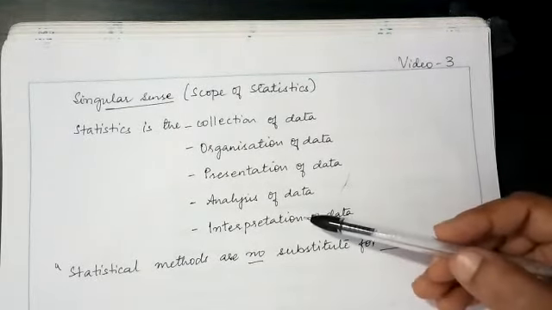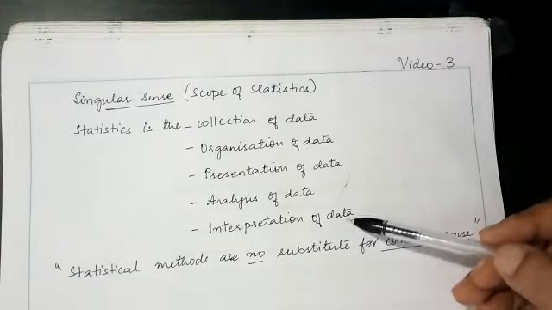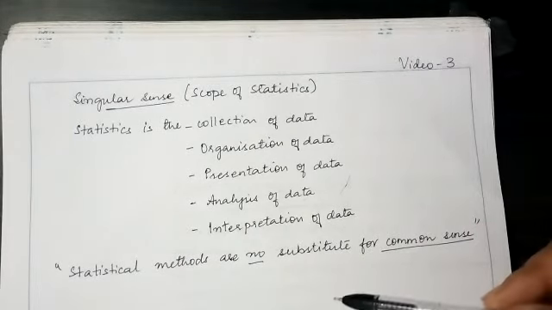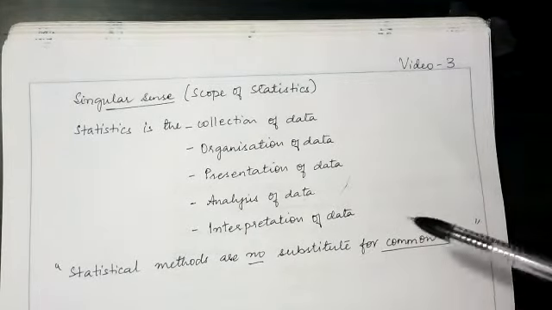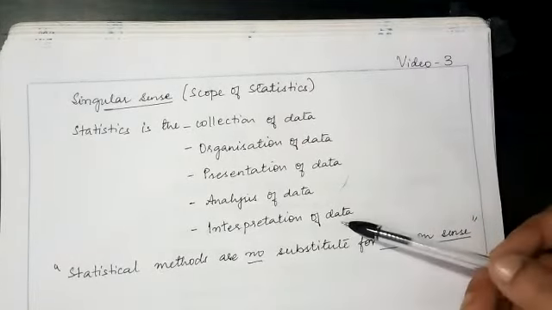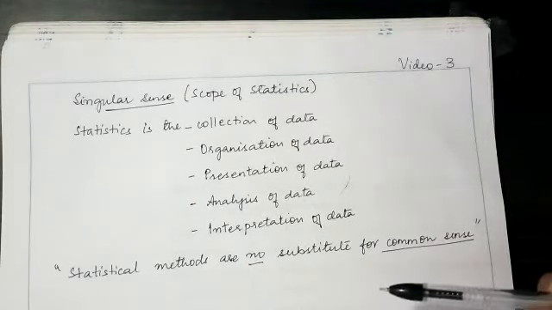Then the last step is interpretation of data. It involves statistical thinking, skill and experience to derive meaning from analyzed data. This interpretation provides final conclusions that are drawn from the analyzed data.